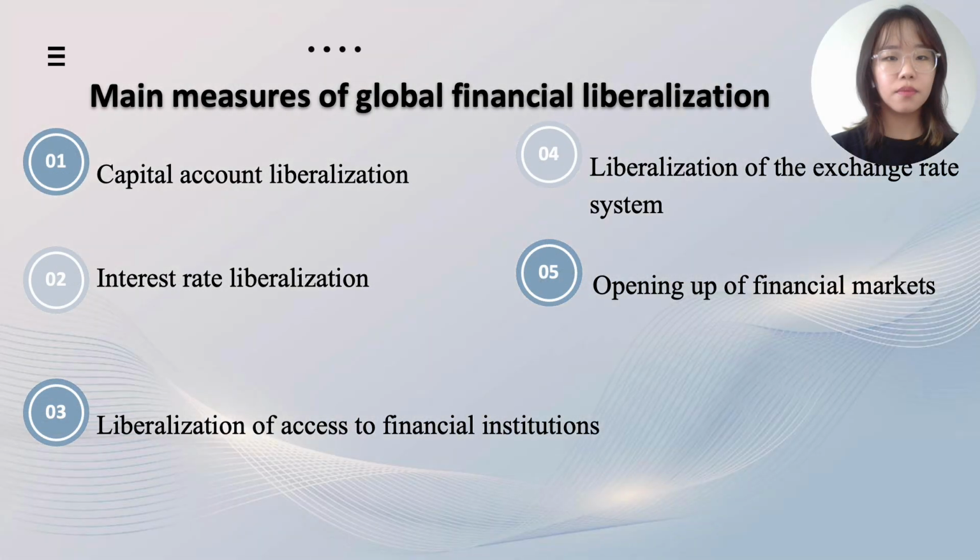And then we talk about main measures of global financial liberalization. We can summarize as follows. Capital account liberalization, interest rate liberalization, liberalization of access to financial institutions, liberalization of the interest rate system, opening up of financial markets.